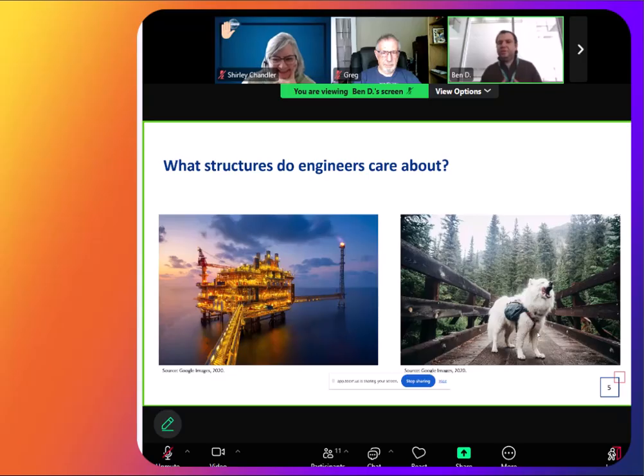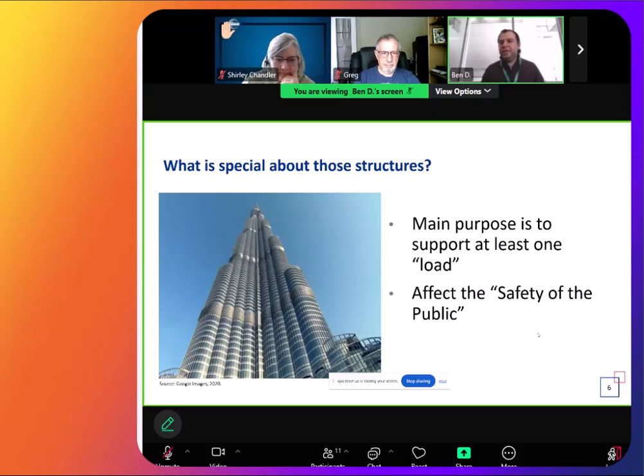What structures do engineers, such as myself, care about? So you see photos here of an oil rig. There's a bridge there with a dog on it. So which ones do engineers care about? And the simplest answer is basically any of them. Bridges, oil rigs, towers like you see here.